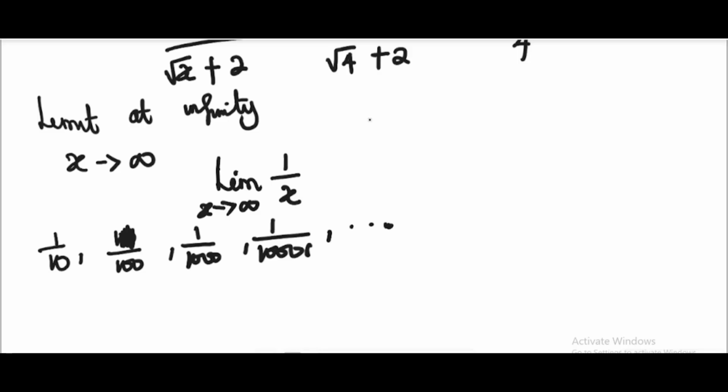1 over 100, what will it give you? 0.01. 1 over 1,000, 0.001. So now imagine if the denominator keeps increasing, because that's where x is, right? Now, if it keeps increasing and increasing and increasing, what do you think the limit will be getting to? 0, right? So the limit as x tends to infinity of 1 over x is always approaching what?